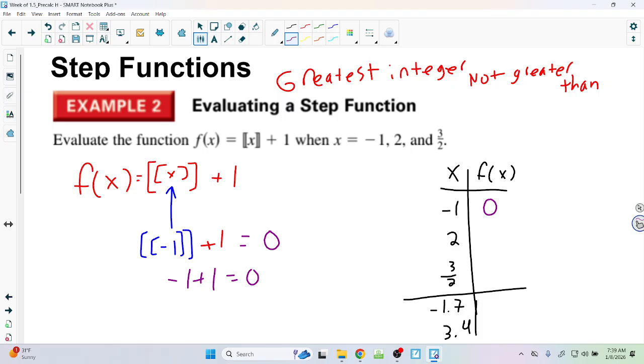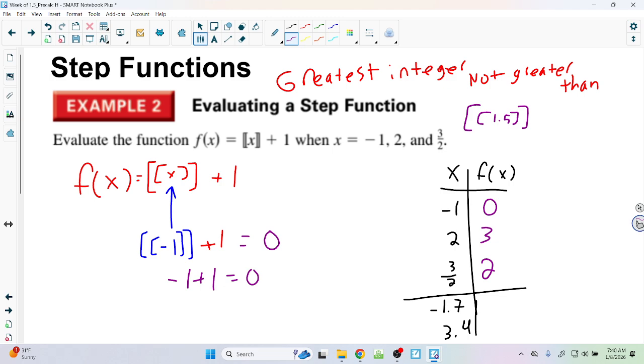Let's not write it out every time. If you put 2 into the greatest integer not greater than, and you round 2 down, there's no rounding to do. 2 just rounds down to 2, right? It's already rounded. So it's just 2 plus 1, which is 3. If you put in 3 halves, that's 1.5. The greatest integer not greater than 1.5 is just a weird way of saying round that down, please. What does that round down to? 1, right? So we have 1 plus 1, which is 2.